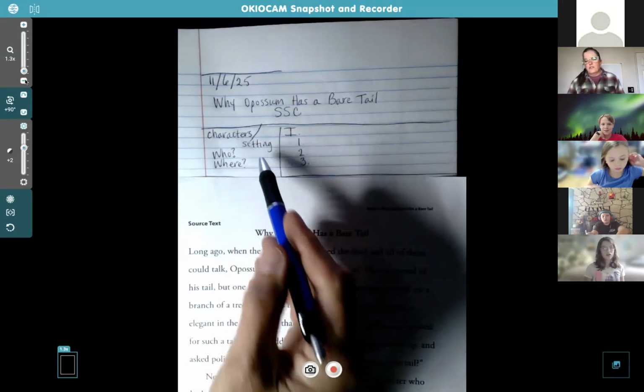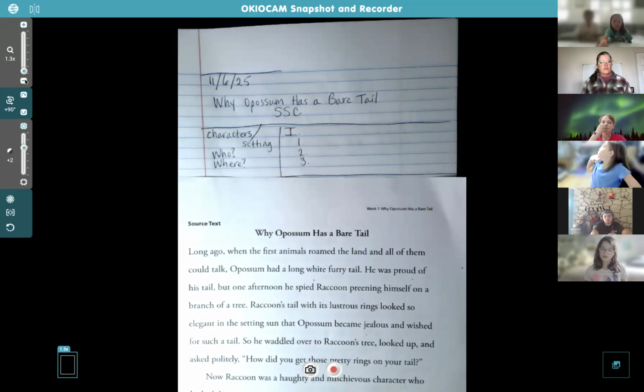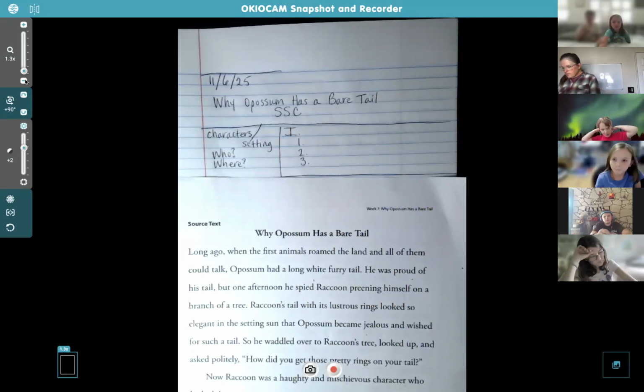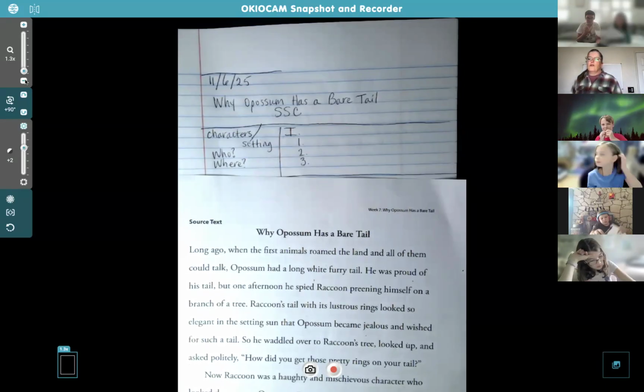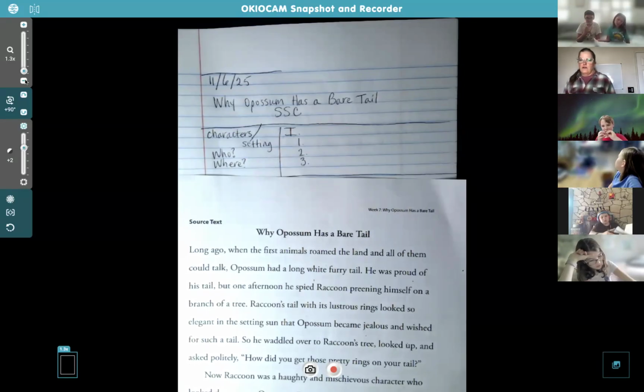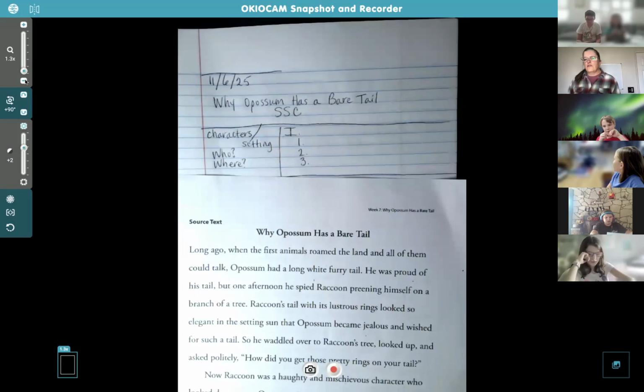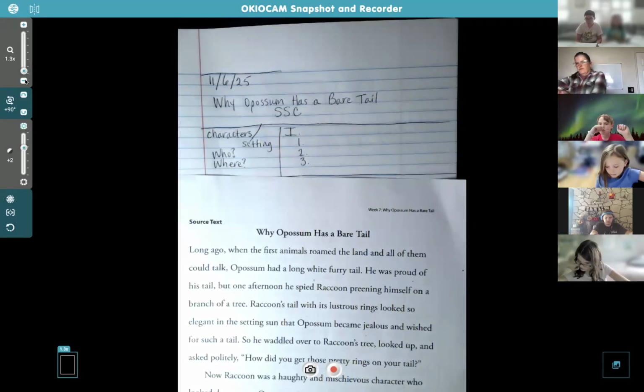Okay. Joanna, I'm going to have you start us off here. We're talking about characters and settings. So, what character do we learn about first in this story? The raccoon. Before the raccoon, there's one other character here. The opossum. That's right. So that's the first one that comes in. But where are they, Joanna, in the story? Where is the setting, would you say?